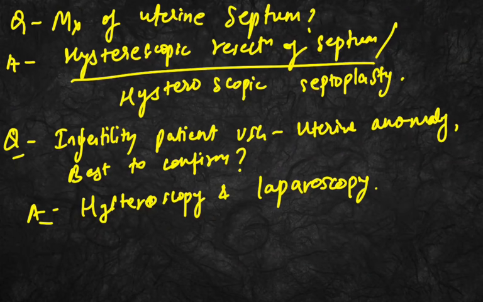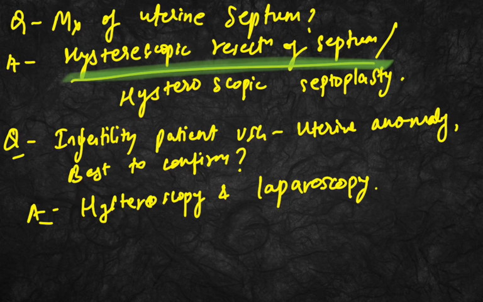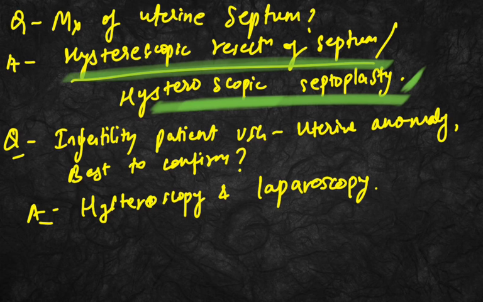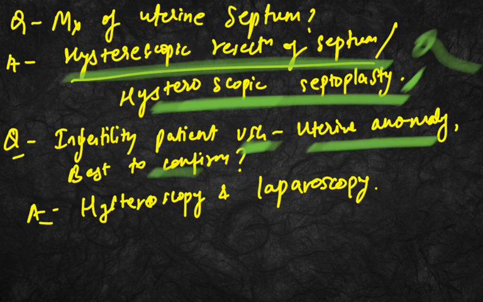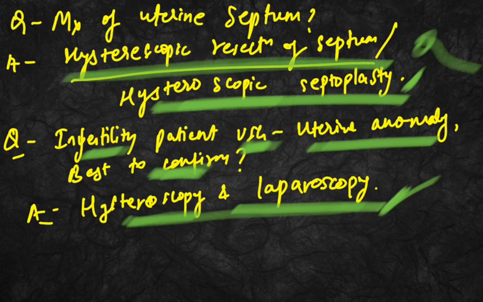Now, management for uterine septum. So what is the management for uterine septum? Hysteroscopic resection of the septum. It is also called hysteroscopic septoplasty. This is the answer for that. Now, infertile patient, USG is showing uterine anomaly, and the best way to confirm it is hysteroscopy and laparoscopy. That is the best thing to confirm the uterine anomaly.